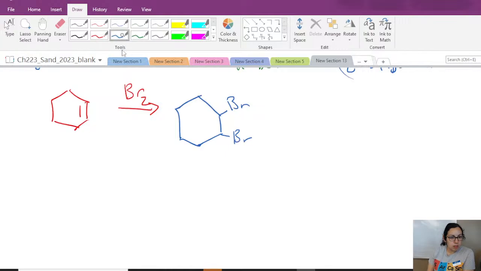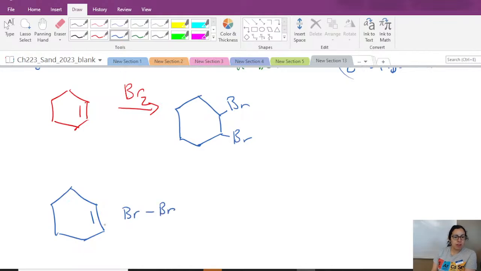So let's walk through the mechanism again and see if we can think of the missing part. We start off again with cyclohexene, and bromine's going to come along like that. Then the double bond goes to the bromine, this gets broken, and we form that weird carbocation intermediate with the bromine. So what happens with that second bromine?